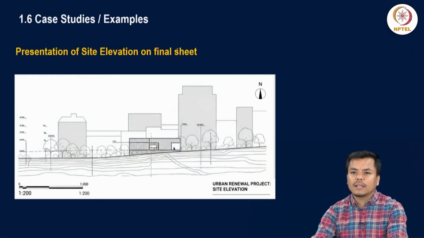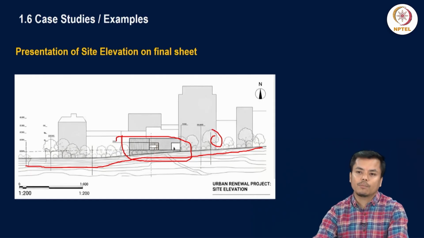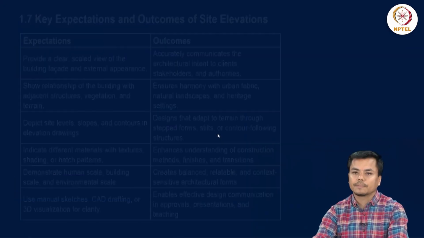Then for presentation of site elevation on the final sheet, you can showcase the existing buildings and the existing natural terrain through lines, and then showcase the building that you have highlighted with its elevation features. Mention the levels of the several other buildings, showcase natural features like trees, and add some human figures to give the proportion of the structure with respect to the natural setting.